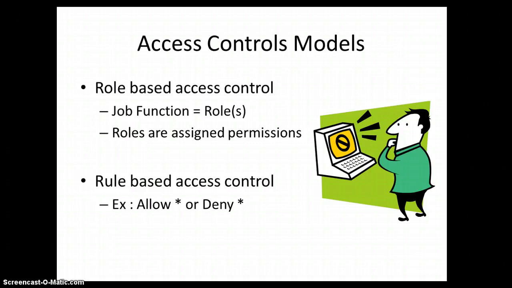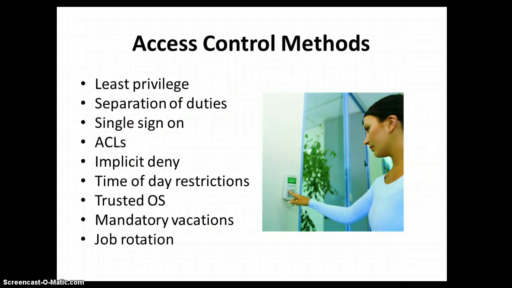Down here at the bottom, the rule-based access control, we have an allow or deny. Usually you'll see an if-then-else rule-based access control. Easiest way to think about that is like your Windows firewall, or if you've ever played around with IP tables or some sort of other firewall. You have implicit allows or implicit denies, and explicit allows and explicit denies.